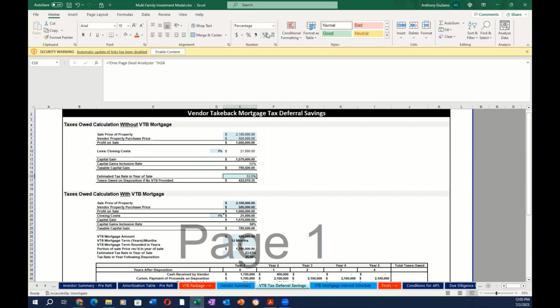So because they're realizing such a large gain, they're going to be taxed at the top marginal tax rate in the year of sale at about $422,000. Now, there's a bit of nuance here in terms of tax rate. Talk to your accountants on how this should actually be calculated, but it's a good generalization.